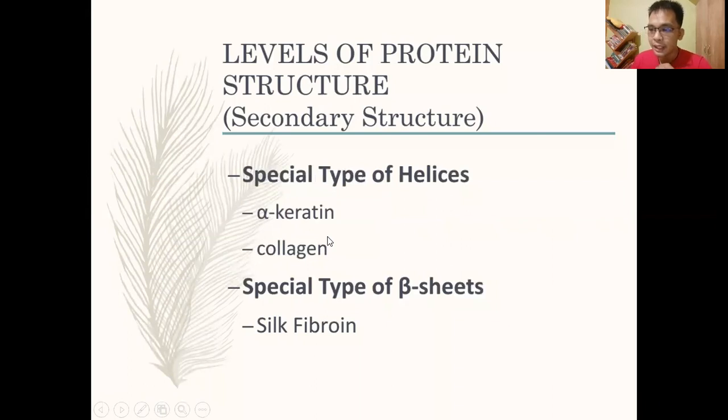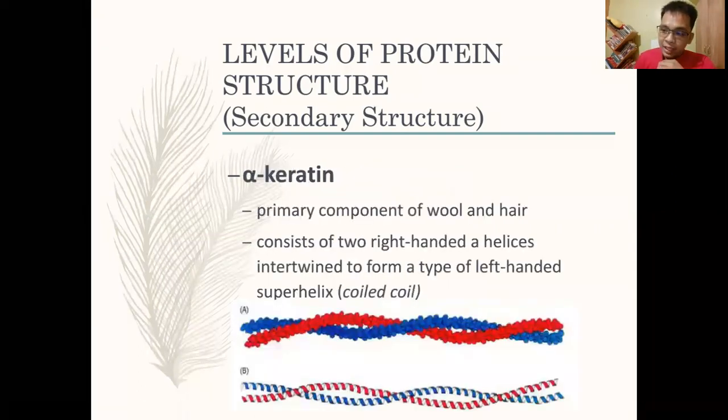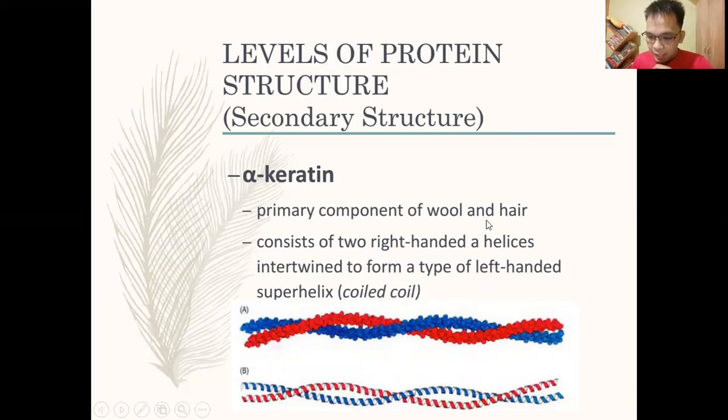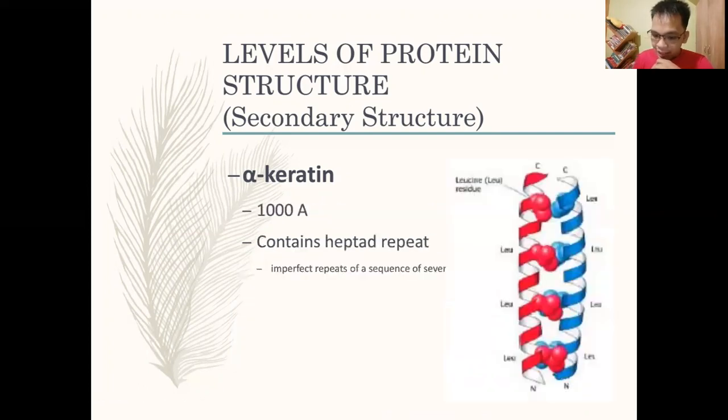So ano ba yung special type of alpha helix natin and beta sheets? Sa alpha helices natin, we have the alpha-keratin and collagen, and kapag sa beta sheets, we have silk fibroin. Sa alpha-keratin, we are all familiar, that was discussed earlier na it is the primary component of wool and hair. It is a right-handed helix, and a coiled coil, left-handed. So coiled na nga, kinoil pa. So ganun ka-twist ang ating mga alpha-keratin. And it has 1,000 angstrom and contains heptad repetition.